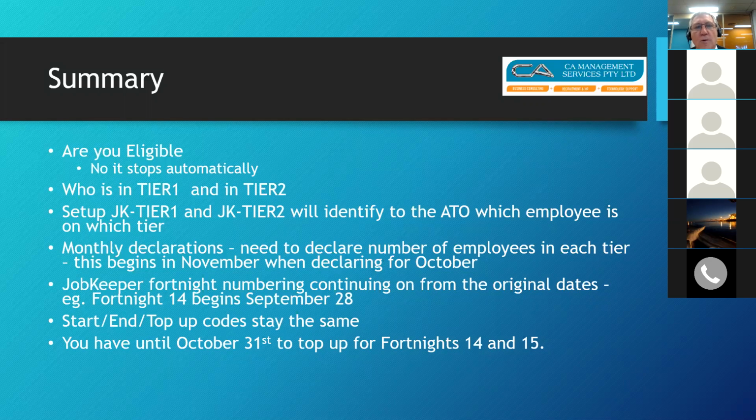You then have your monthly declaration to do. The fortnights haven't changed. All the existing top-up codes are the same. So if you are having to top people up to the 1,200 or the 750, you do the exact same calculation you've been doing previously and use the same JobKeeper top-up codes. And we have until the end of October to catch up all of this month's people if we're holding off for that BAS reporting.